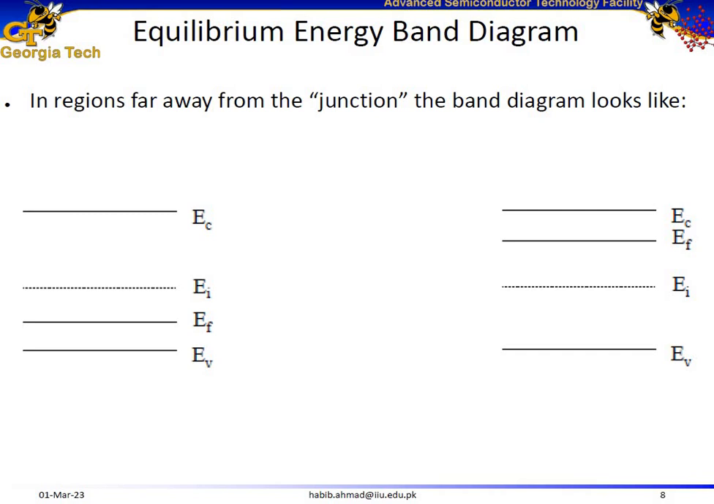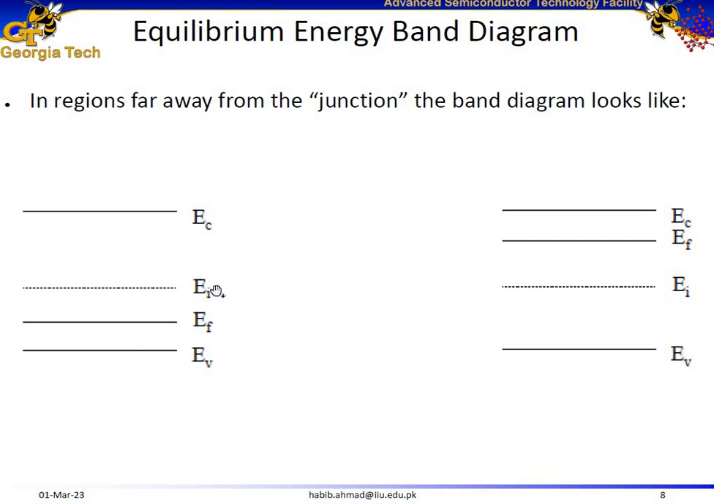Now let us try to build the equilibrium energy band diagram for the p-n junction. Let us first consider them independently, not connected together. Independently, for a p-type semiconductor, we know that the Fermi level would be close to the valence band.